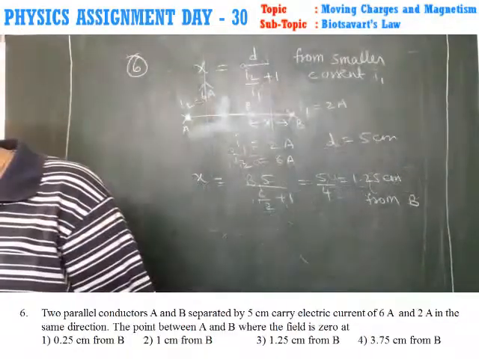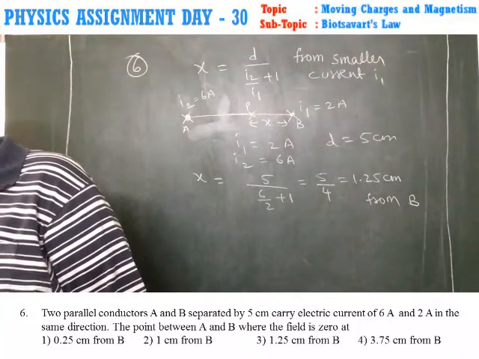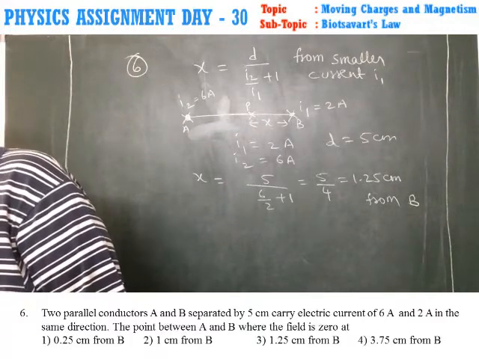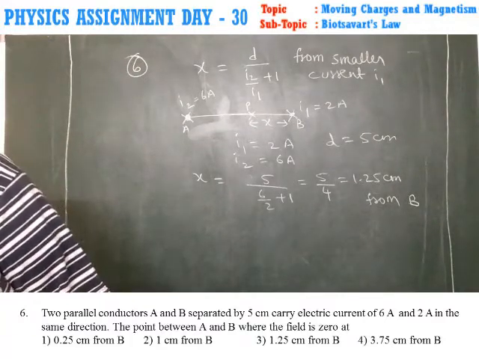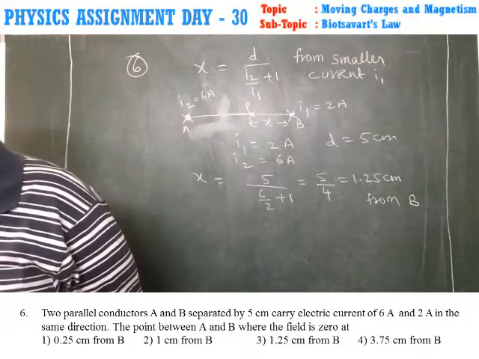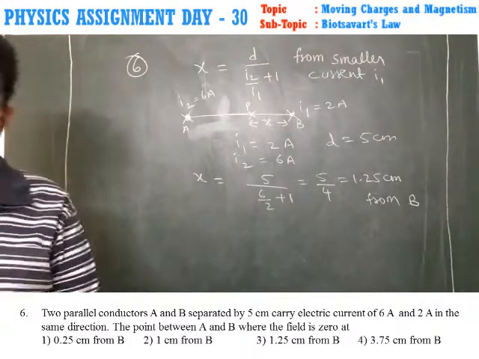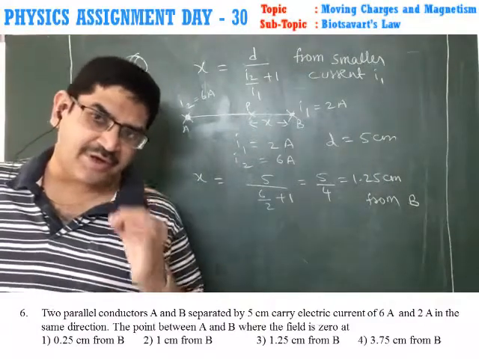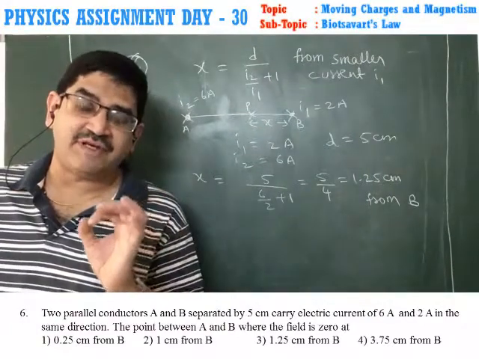In the sixth problem, two parallel conductors A and B are separated by 5 centimeters and carry electric currents of 6 amperes and 2 amperes in the same direction. The point between A and B where the field is 0 is asked; he gave 4 options. I will tell you what it is. We are calculating the null point or neutral point where the resultant magnetic field is 0.